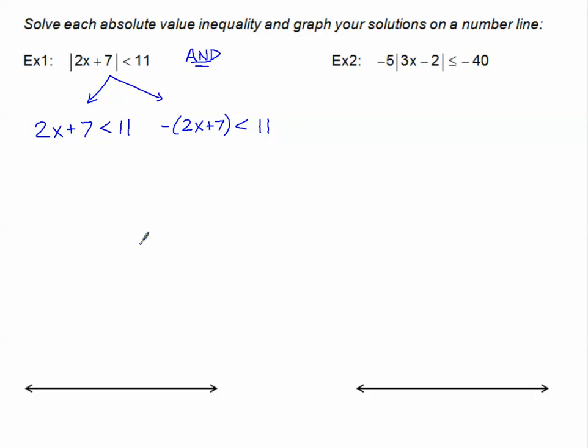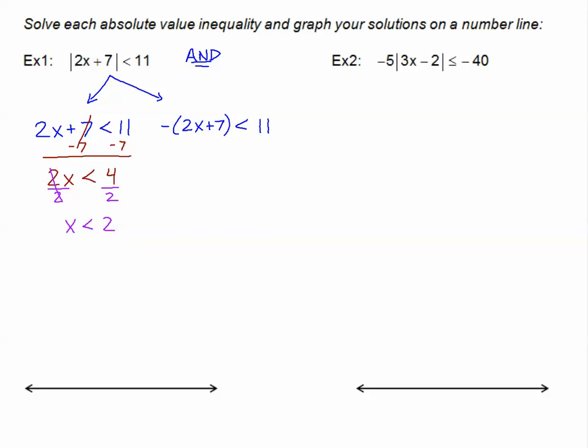The only thing we have to watch out for is when we multiply or divide by a negative. So I'm going to subtract 7. I'll solve this first one here. And I've got 2x. Subtraction does not change my symbol. 11 minus 7 is 4. And now I will divide by 2. Dividing by a positive number does not change my symbol, and I get x is less than 2.